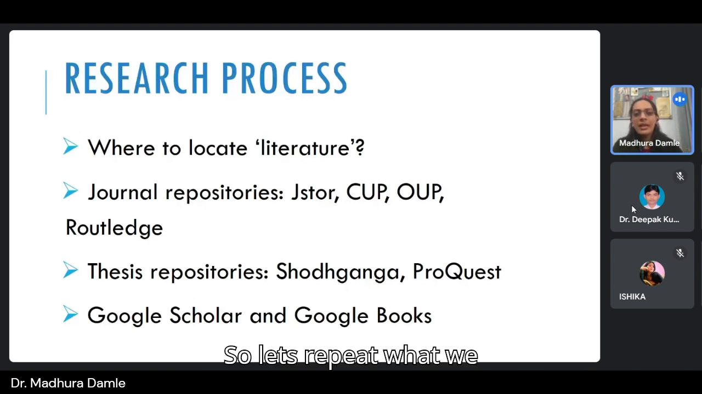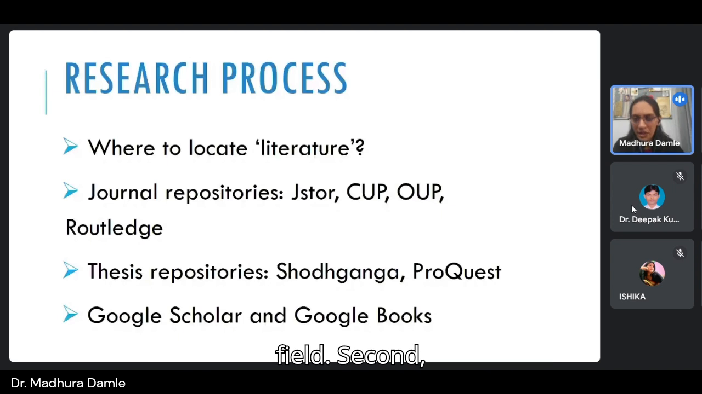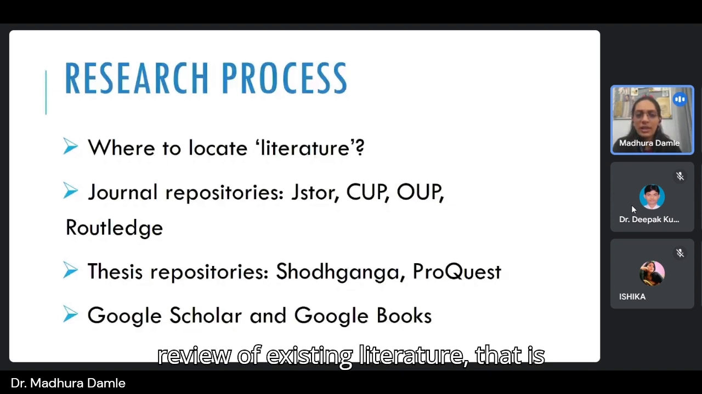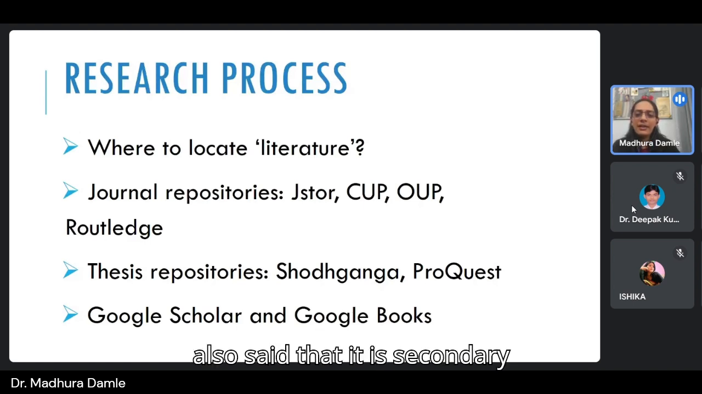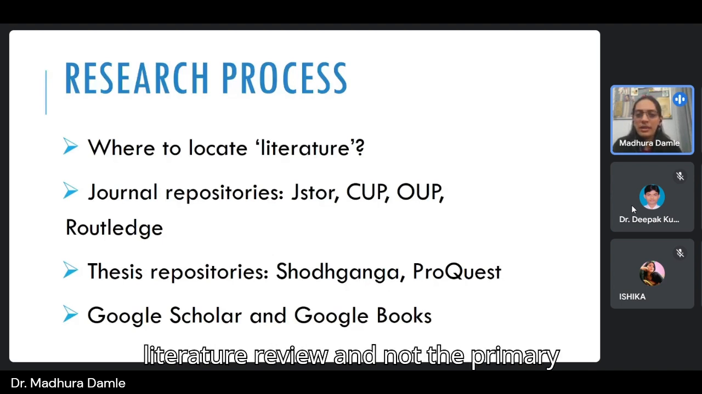So let's repeat what we saw till now. First, introduction, where you also explain relevance and introduce the field. Second, review of existing literature, that is, review of scholarly literature. We also said that it is secondary sources which are reviewed in this literature review and not the primary sources generally.